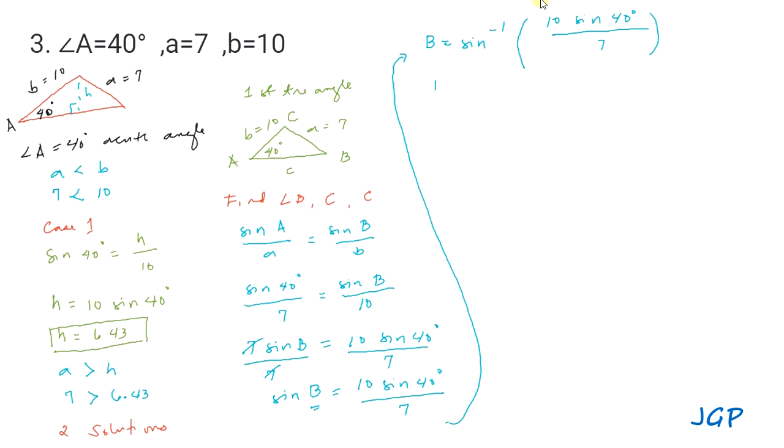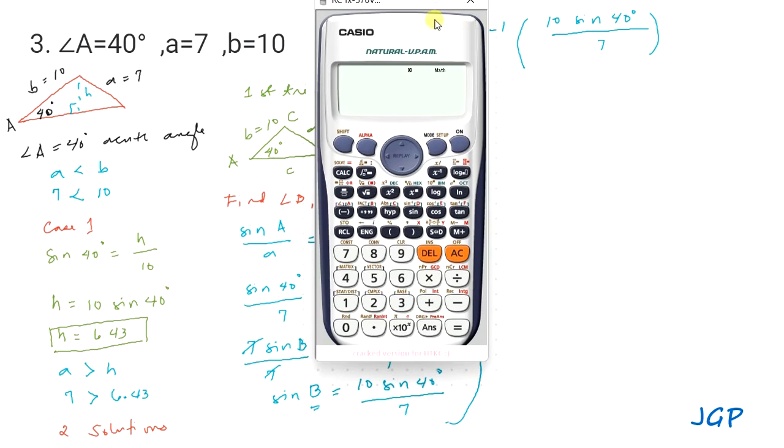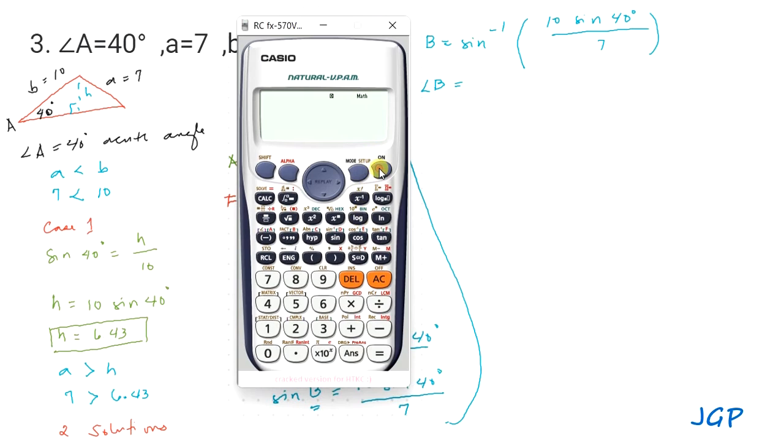And your angle B now is equal to, using your calculator, so gamitan natin. So using your calculator, press shift and then sine para magkaroon ka ng sine raised to the negative 1. And then since that is a fraction, let's have the fraction button. So 10, then sine 40 degrees. I-close mo siya. And then down, let's have 7, and then i-close mo siya ng buo. And the result now is 66.67.